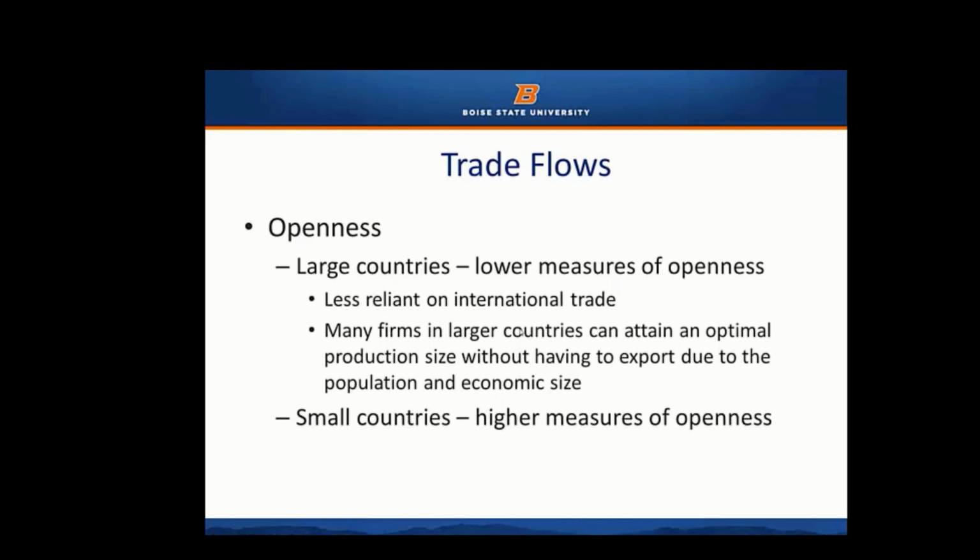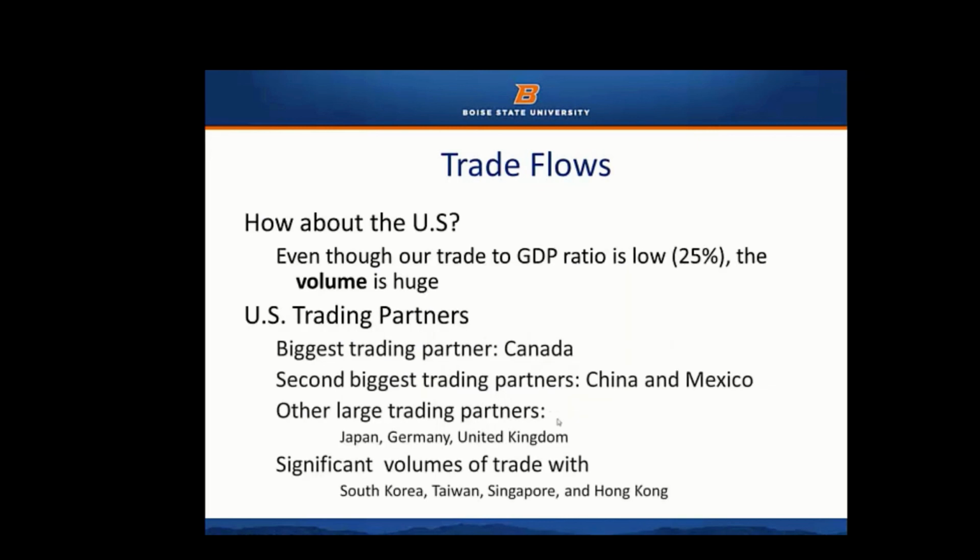So larger countries can make more of what their citizens consume than smaller countries. Smaller countries may not have a viable dairy industry, so they need to import that. In general, large countries have a relatively lower measure of openness. Smaller countries generally have a higher measure of openness, just as a general rule. The United States, even though our ratio is relatively low at 25%, because our economy is so huge, the volume of international trade is big.